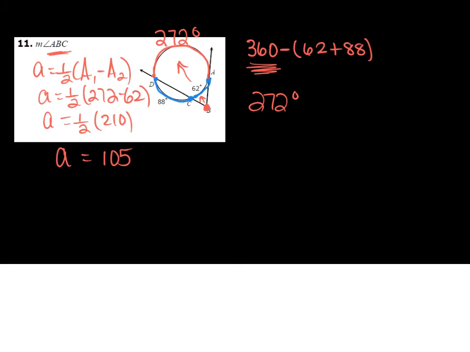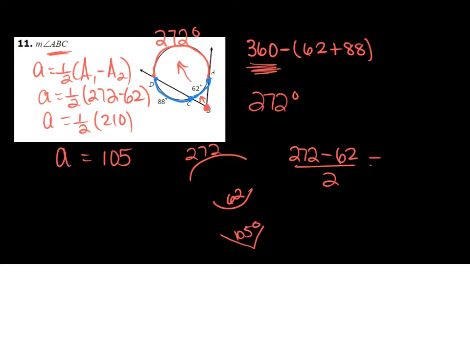So some students may say, well, wait a minute. If the big angle is 272, this is 272, and this little part is 62, does it make sense that this angle right here could be 105? Well, what we're doing is we're taking the difference. So we're taking 272 minus 62 and dividing it by 2. And hey, it comes out to be 105. So yes, this angle is bigger than this angle. It happens sometimes. It's not like the hypotenuse, where if the hypotenuse is smaller than the leg, we have an issue. We can have a smaller angle than the smallest arc.